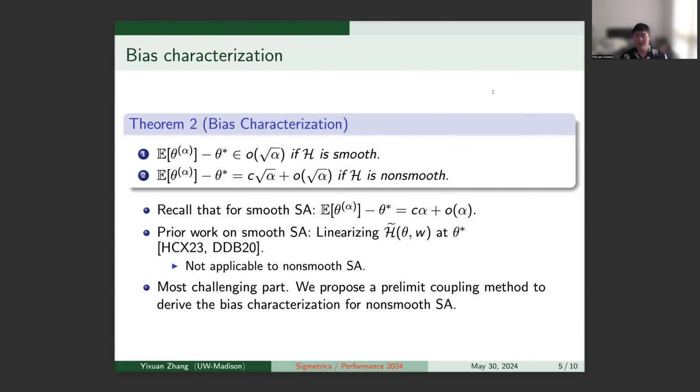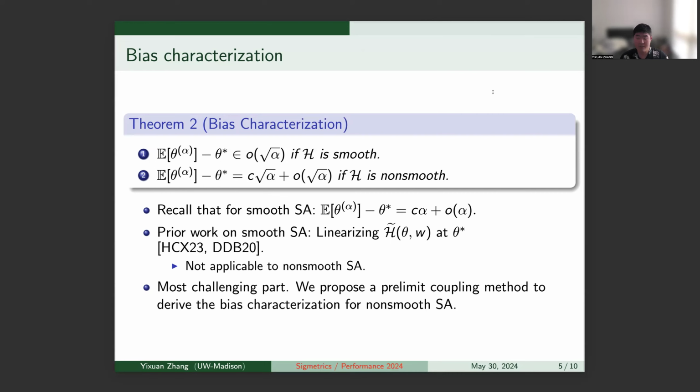Our second result tells us that if the function h is smooth, the bias will go to 0 faster than the square root of alpha. And most importantly, if the function h is non-smooth, the bias is exactly proportional to the square root of alpha, which is in sharp contrast with the result for smooth SA, where the bias is proportional to alpha. We highlight that prior work on smooth SA mostly depends on a linearization method. But in non-smooth SA, this method is not applicable because the function h of theta can be non-differentiable with respect to theta.